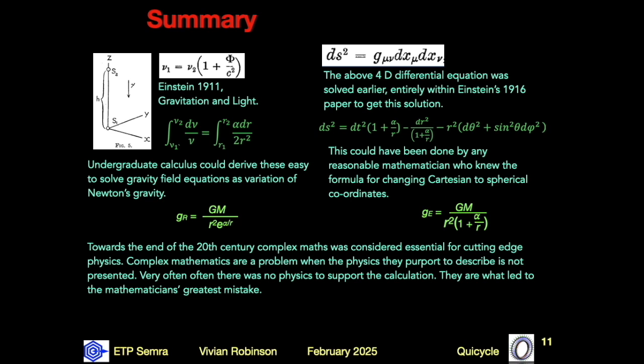Toward the end of the 20th century, complex maths was considered essential for cutting-edge physics. Complex maths are a problem when the physics they purport to describe is not presented. Very often, there was no physics to support their calculations. They are what led to the mathematician's greatest mistake.